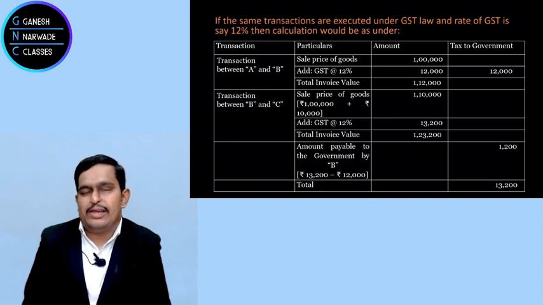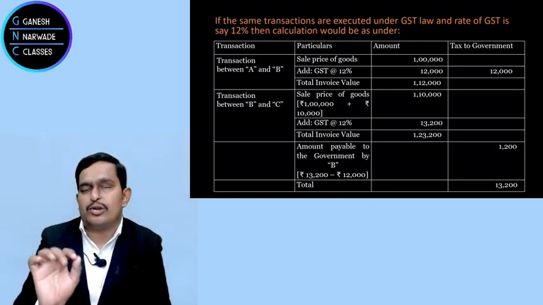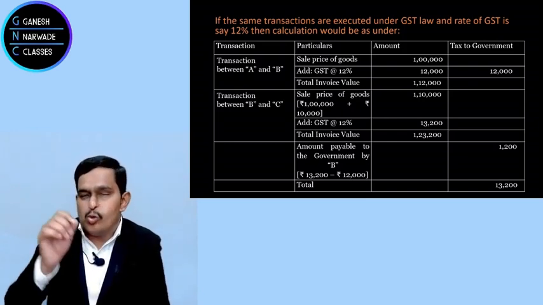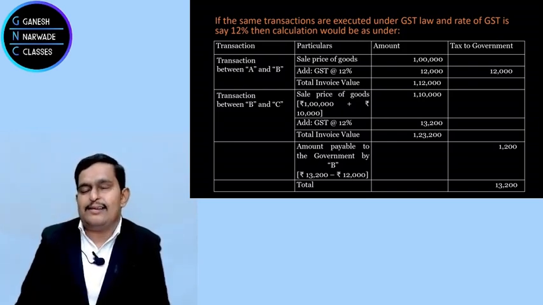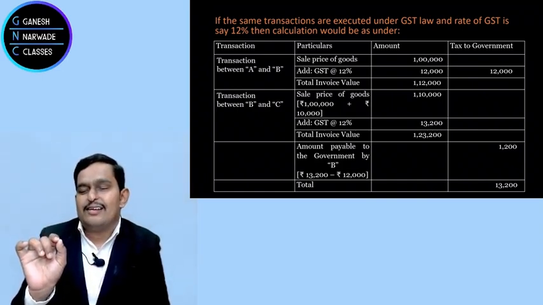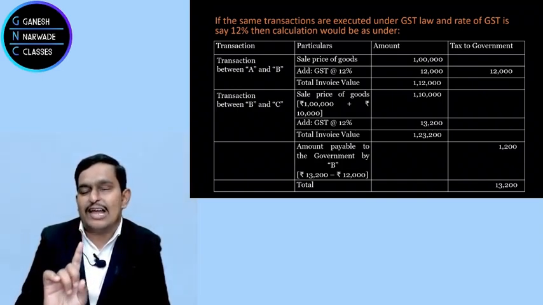Okay. So B indirectly paid 12,000, and additionally now A paid 12,000 to government, B paid 1,200. So on the total value 13,200 tax paid, and that's collected from the customer. So GST in true sense, in reality, is a multi-point tax system only on the value addition, right? Only on the value addition.